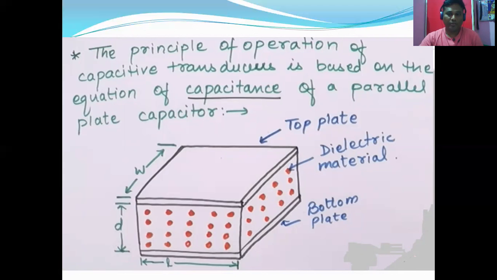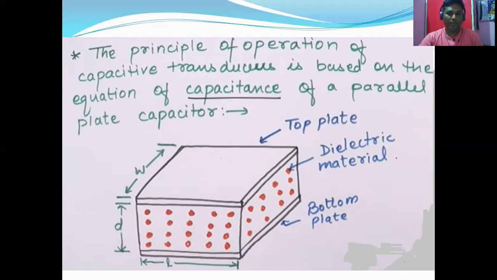In between the top plate and the bottom plate, the distance is called d. That is the distance between the top plate and the bottom plate. Second, we have considered the length of the plate. Third, the width of the plate. So we have considered three parameters in the capacitance of the transducer: the first is the distance between the two plates, second is the length of the plate, third is the width of the plate.